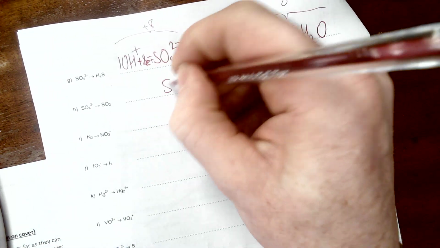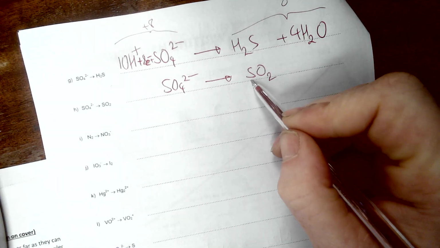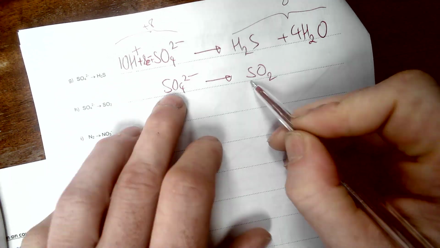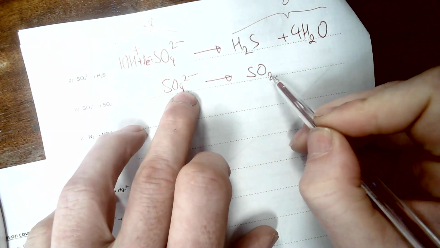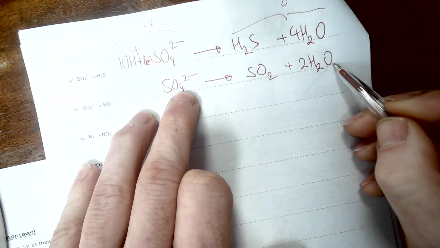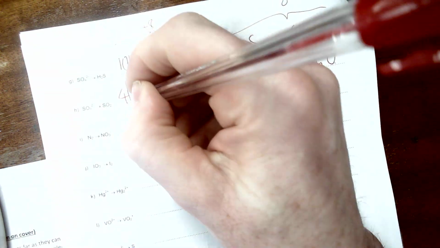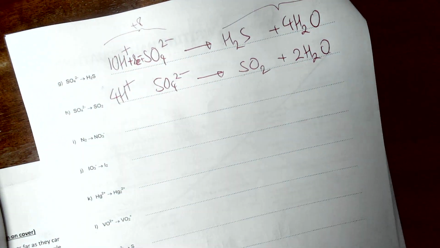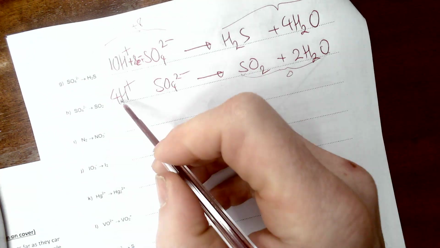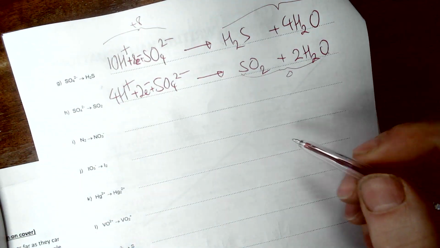Next one. SO4 2- to SO2, that's sulfur dioxide. Sulfur's balanced. 4 oxygens, 2 oxygens, so I need to put 2 H2O in. I'm balancing my oxygens with water. 4 hydrogens on here, so I'm going to need 4 H+. This side has got a 0 charge. This side is +4, this side is +2, so I'm going to need 2 electrons in there. Now the charge is balanced.